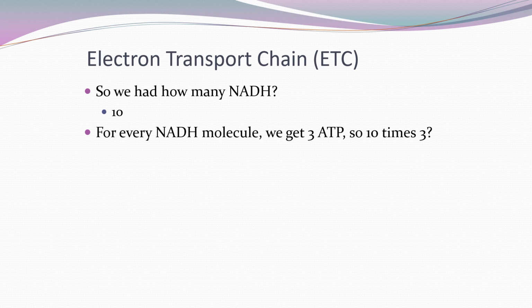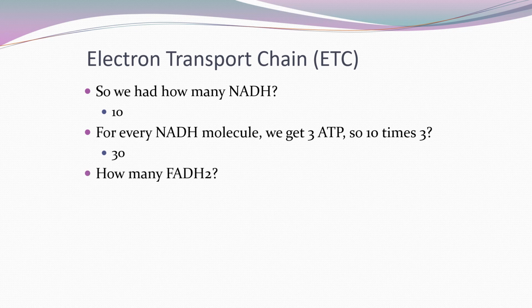For each NADH molecule, we are going to get 3 ATP. So we have 10 originally. We're going to multiply that by 3. That gives us a total of 30 ATP from NADH alone.